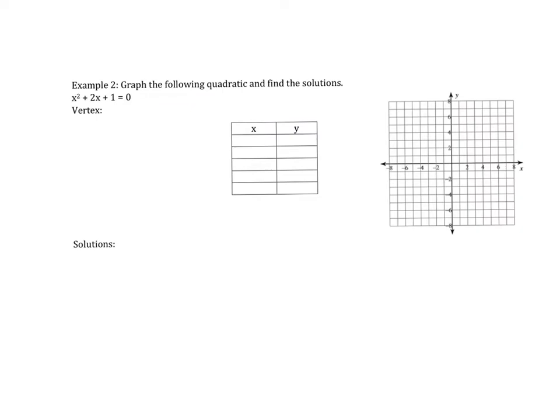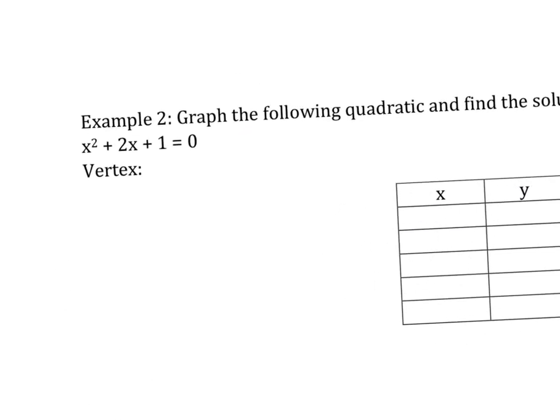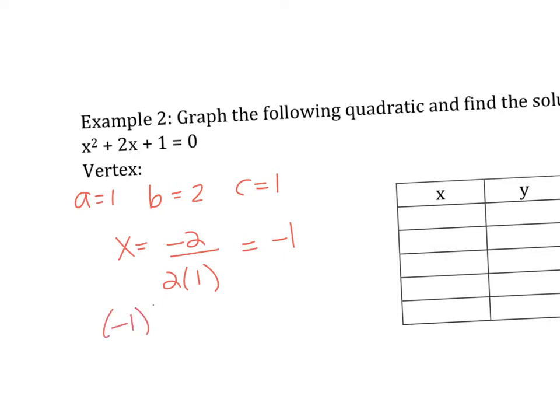All right, we're going to start this one off the same way. We're going to identify our a, b, and c. So a is 1, b is 2, and c is 1. And we're going to plug those into our vertex formula, the opposite of b over 2 times a. It's going to give us a vertex of (-1, comma). Let's go ahead and plug it in and figure out what our y value will be.